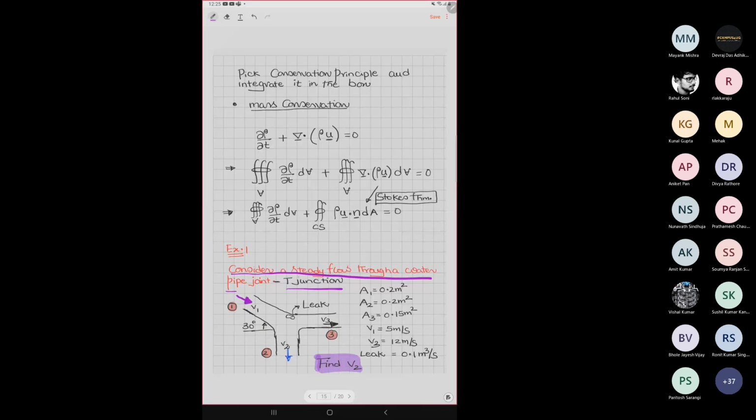Fluid comes in one direction, fluid leaves, but it has something like a puncture or a hole. There is a leak happening. The T junction area at section 1 is 0.2 meter square, section 2 is 0.2 meter square, and section 3 area is 0.15 meter square. Fluid enters at section 1 with velocity 5 meter per second. At section 2 the velocity with which it leaves, we don't know. But at section 3 the velocity with which it leaves is 12 meter per second.